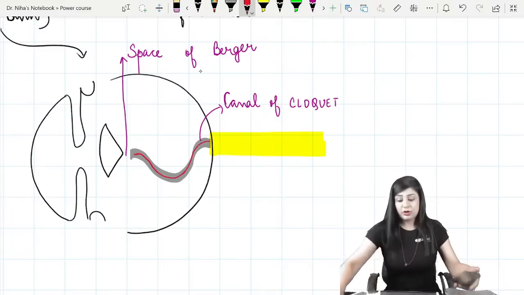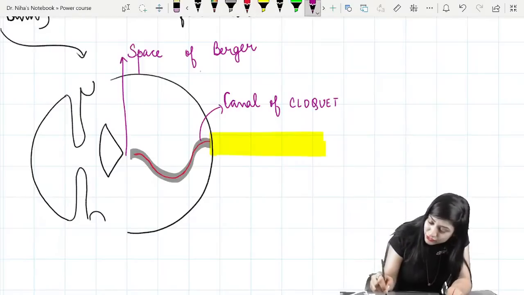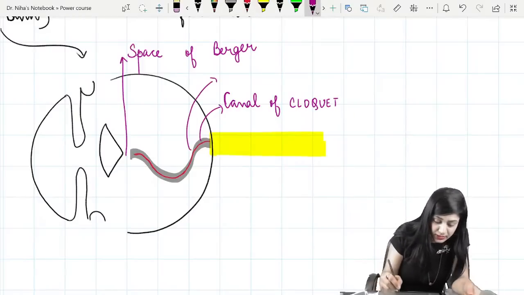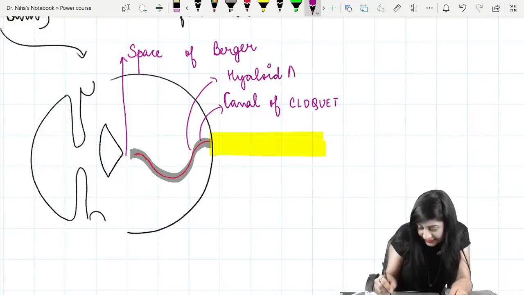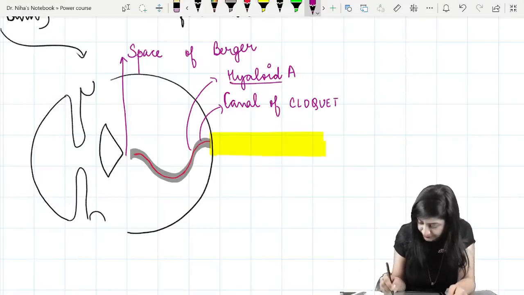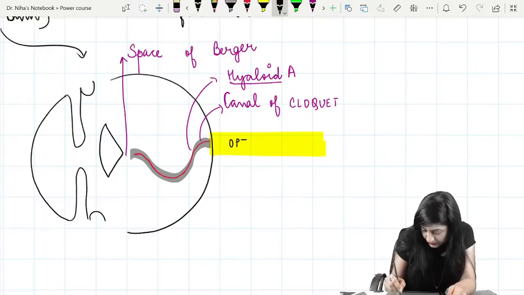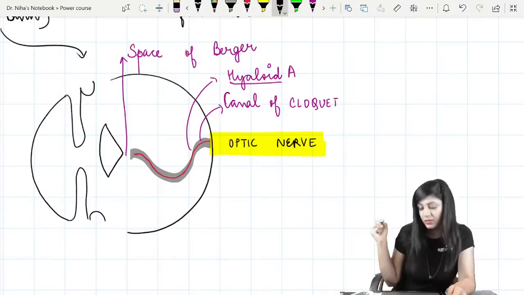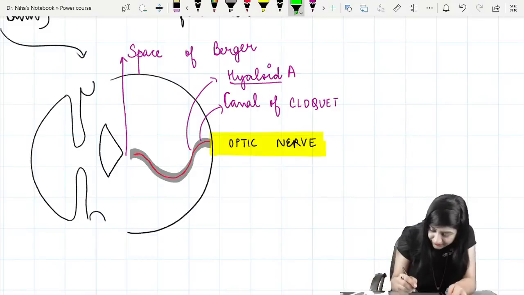Right? So inside this canal, we have an artery, and this artery will be called as the hyaloid artery. Now what you have to remember, that anything which is related to the vitreous is called as hyaloid. This is hyaloid, and this is the optic nerve. And then we have the vitreous.